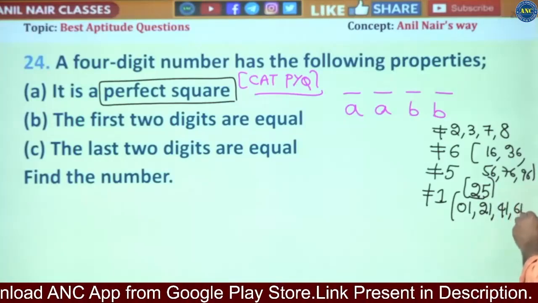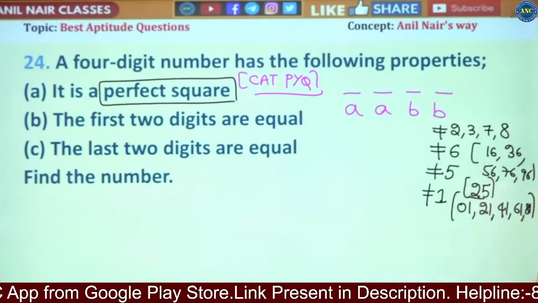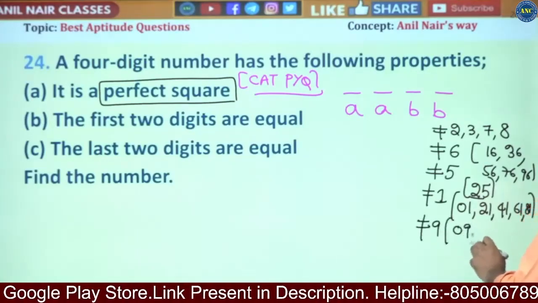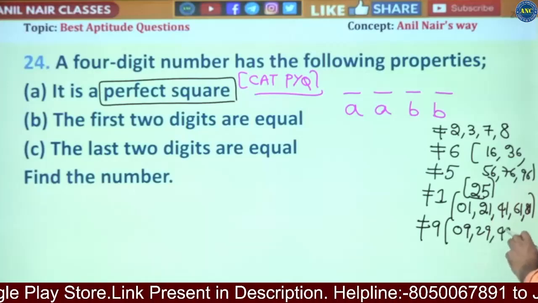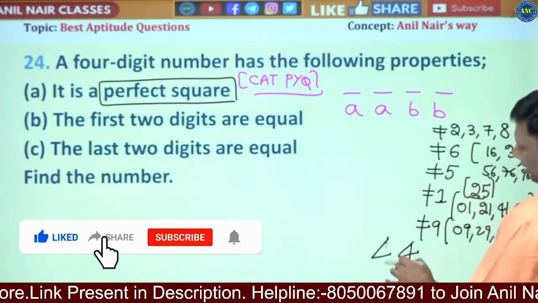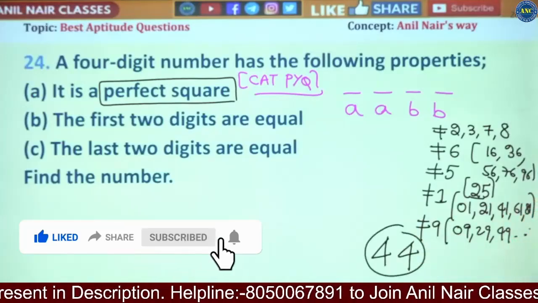Ending with 1: 01, 21, 41, 61, 81. Any perfect square ending with 9: 09, 29, 49, 69, 89. Not possible. The only case possible is 44.